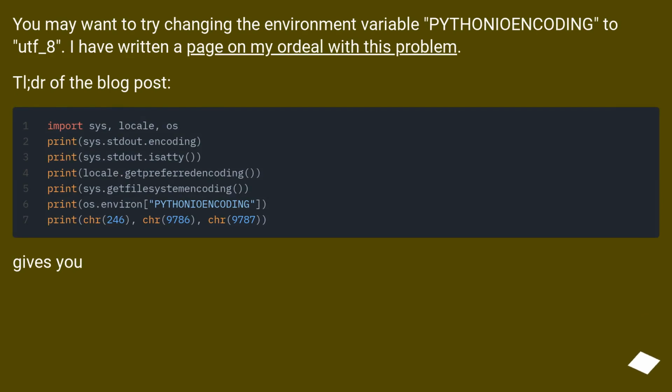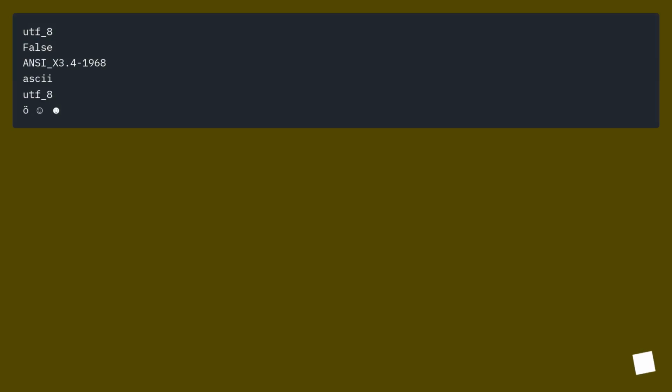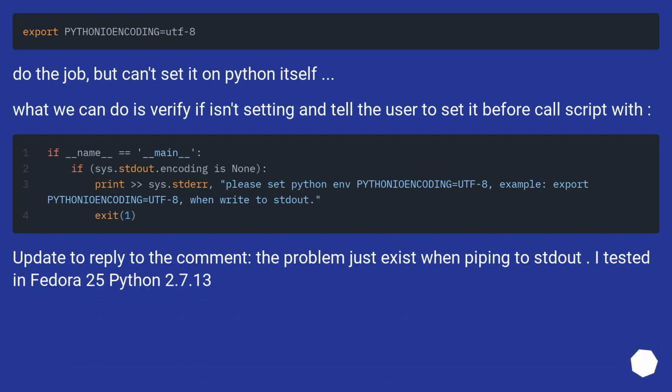You may want to try changing the environment variable PYTHONIOENCODING to UTF-8. I have written a page on my ordeal with this problem. TL;DR of the blog post: that gives you a solution that will do the job, but we can't set it in Python itself. What we can do is verify if it isn't set and tell the user to set it before calling the script with it.